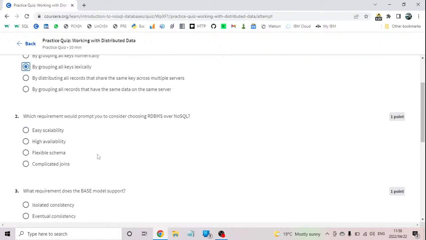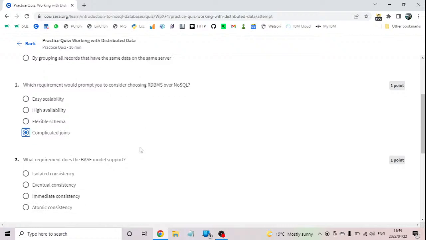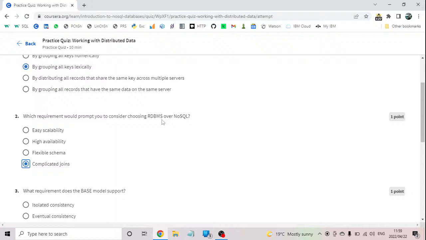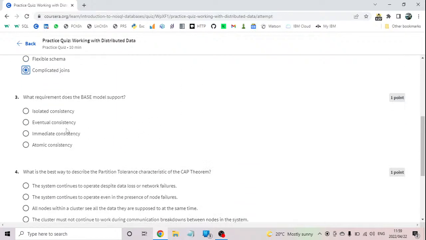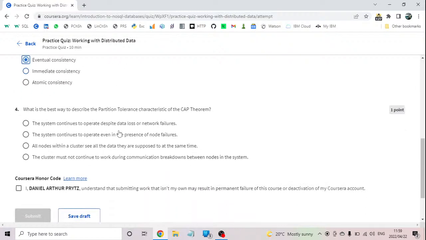So, which requirement would prompt you to consider choosing RDBMS over NoSQL? High availability, flexible schema, complicated joins. Yeah, complicated joins, because if you're choosing it over NoSQL, that means you're choosing it. So, what requirement does the BASE model support? Eventual consistency.